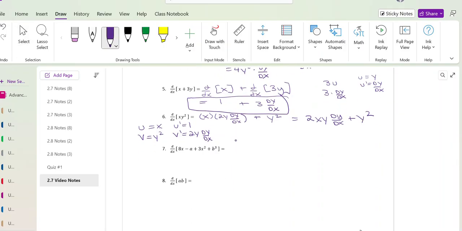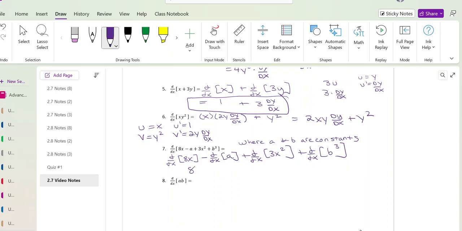Now in number 7 and 8, we will say where a and b are constants. I forgot to add that in. So if you know the letters are constants, like a and b here, then when you take the derivative with respect to x of 8x minus the derivative with respect to x of a, and the derivative with respect to x of 3x squared, plus the derivative with respect to x of b to the third.